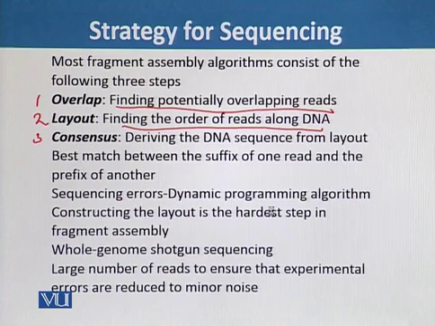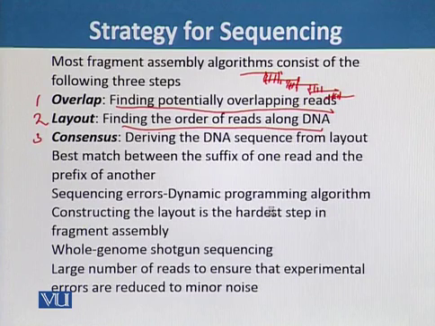The overlap problem is to find the best match between the suffix of one read and the prefix of another. For example, we see that this is one read, this is the second read, third read, fourth read. So we find that this is the suffix of the first one and this is the prefix of the second one, and they overlap with each other. Similarly, this is the suffix of the second one, and this is a prefix, so they overlap with each other, and so on. By using this strategy, we can sequence the whole fragments into one single genome.